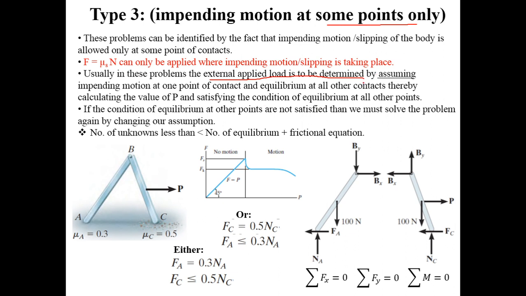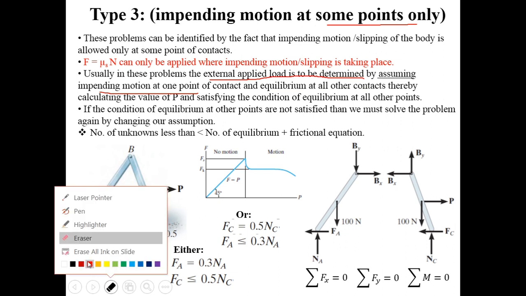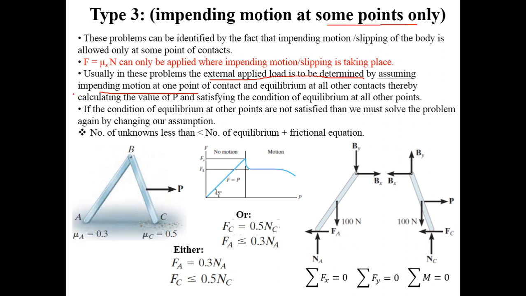Okay, and how you will do it? You will assume impending motion at one point and equilibrium at all other contacting points. So this is the trick in this problem, that you are only allowed to use impending motion at one point, and the rest of the points you will assume them to be in equilibrium. So you can only use f equals mu sN at the point where you have assumed the impending motion state.